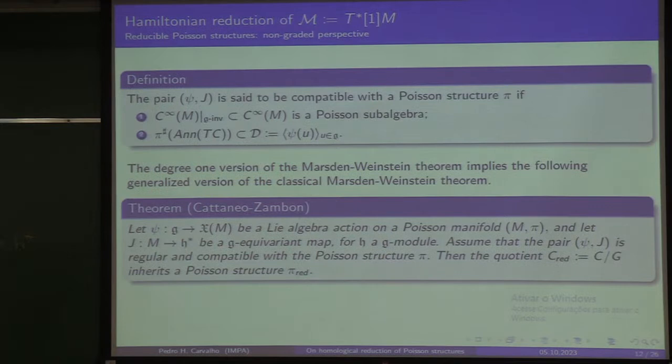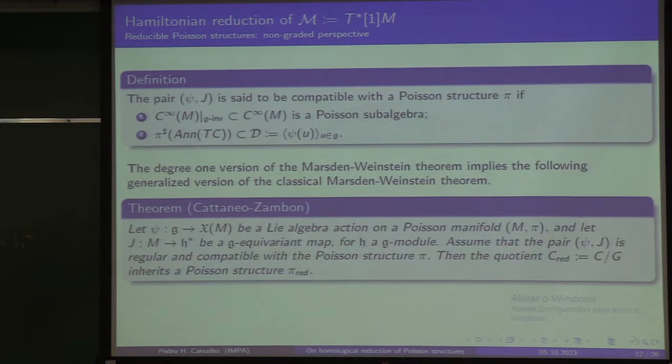So you have this action, and now you have this equivariant map that takes values here, and you assume that this pair is regularly compatible with the Poisson structure, so you are assuming this condition here. So this is the essential reducibility condition for this Poisson structure, and this other condition here is just something for the quotient to exist, right? And then the quotient inherits a Poisson structure.